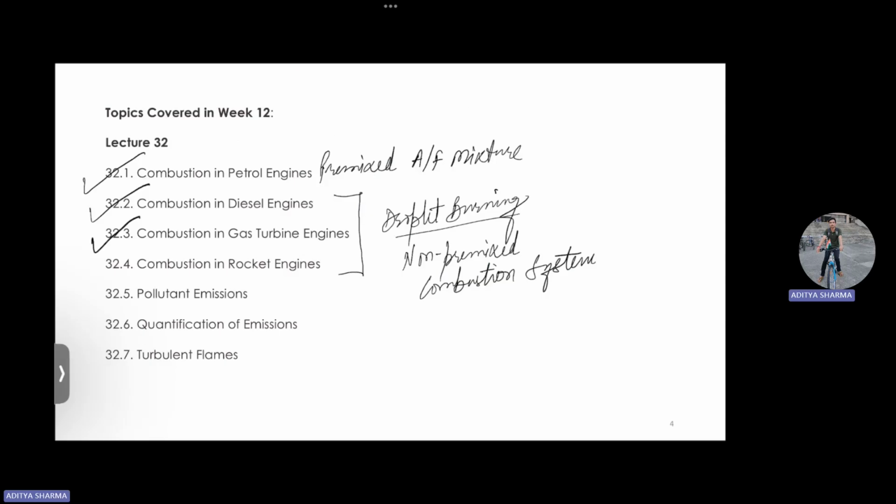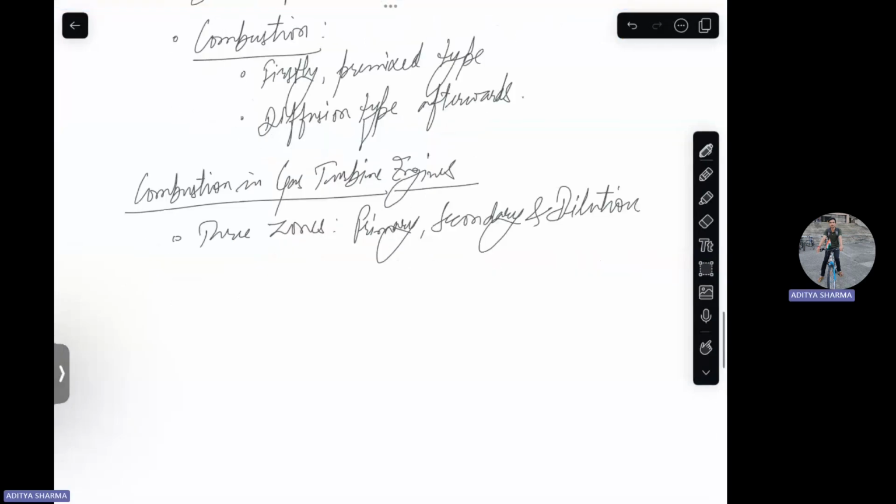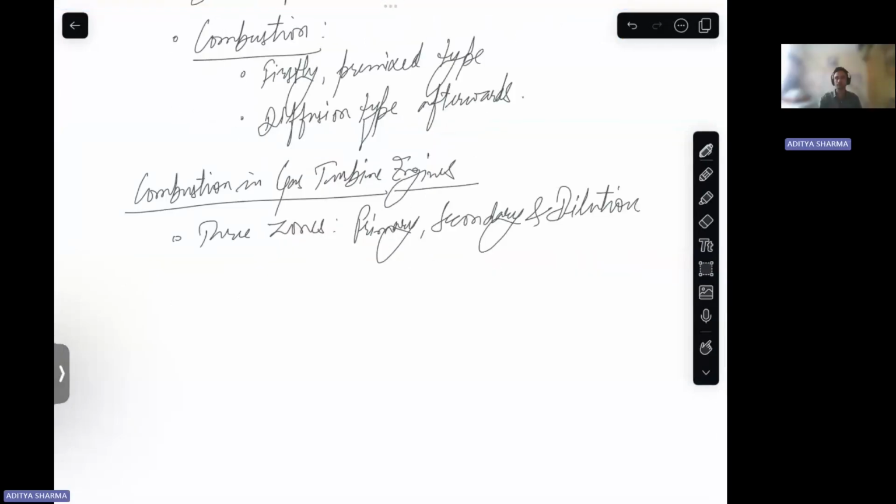So we were discussing the combustion in gas turbines, and I had a poor internet connection because of which I got disconnected. Sorry for that. So I was explaining that we have three combustion zones in a gas turbine: primary, secondary, and dilution.